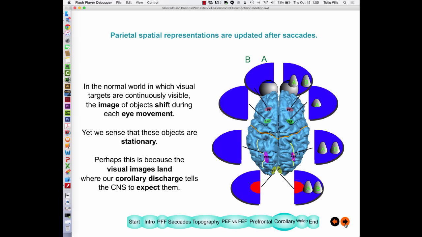Now, in everyday life, you make your saccade. I make saccades to people in this room, and I sense they don't move, even though my eyes sweep across the room from here to here. There's a lot of movement on my retina, and yet I don't sense that anyone's moving in the classroom. And how is that so? Well, what we see in our visual cortex moves and appears where our corollary discharge shifts it to be.